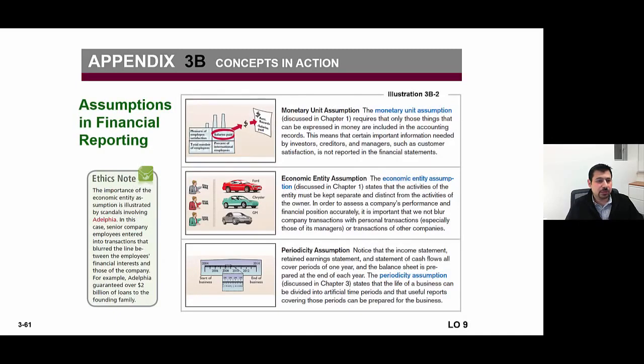Now, those are the assumptions that we talked about before. The monetary unit assumption, this is where we said that transactions must be expressed in monetary values in order to be recorded. The economic entity assumption states that the activities of the entity must be kept separate from its owners as well as from other entities. The periodicity assumption, this is what we discussed before, that the economic lifetime of a company can be split into artificial time periods such as a year or a month or a quarter.